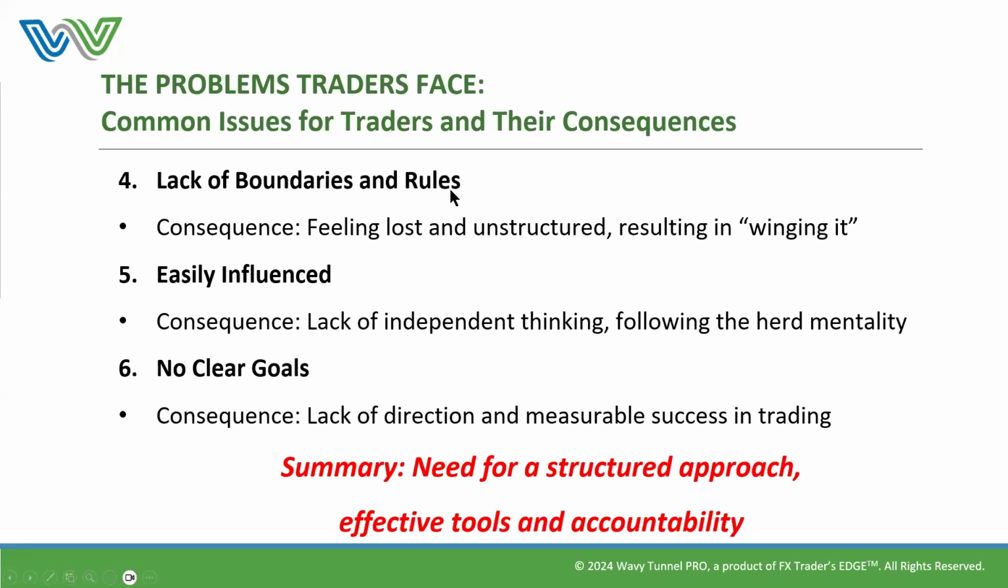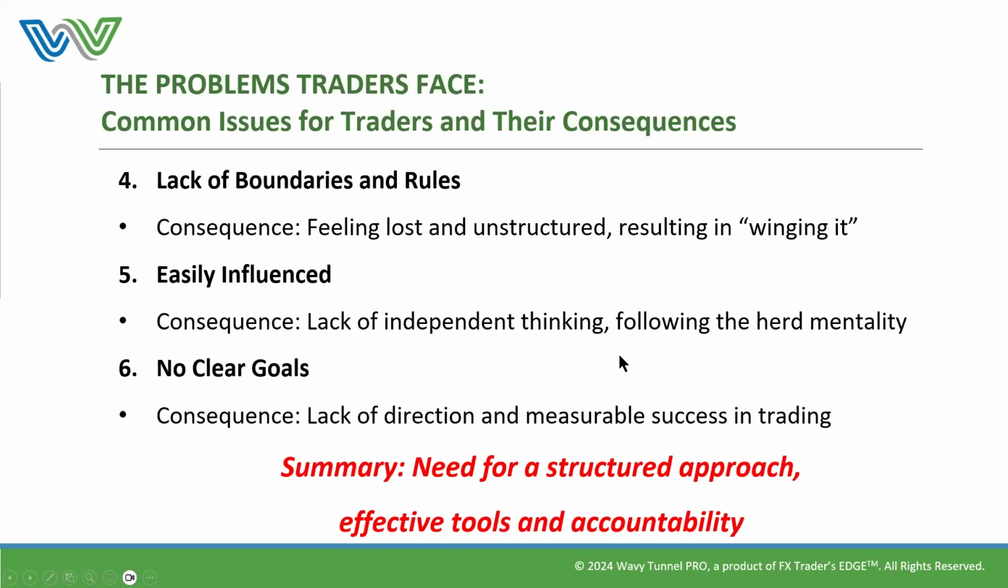So number 4, lack of boundaries and rules. What is the consequence? Feeling lost and unstructured, resulting in winging it. Yes, unless we have a trading system and a trading strategy, this is how we're going to feel. Easily influenced. If we're easily influenced and we're following others, then it's really impossible for us to develop independent thinking, and we're following the herd mentality and no clear goals. The consequence, lack of direction, immeasurable success in trading.